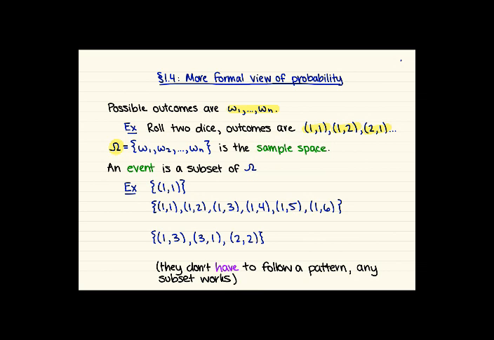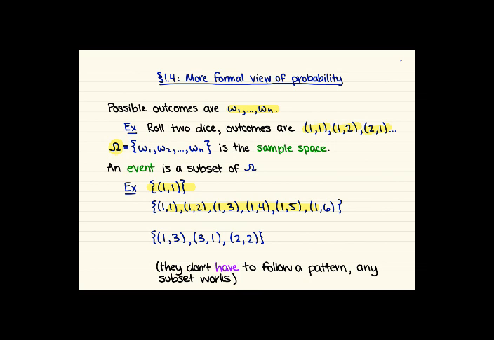Then an event is a subset of omega. So for example, we can have an event with just one outcome in it. So this would be the event that both rolls are a 1. We can have an event with a bunch of different outcomes in it. So for this one, we think about this as being the event that the first roll is a 1. And so these are all of the outcomes that meet that condition. That's our event in that case.